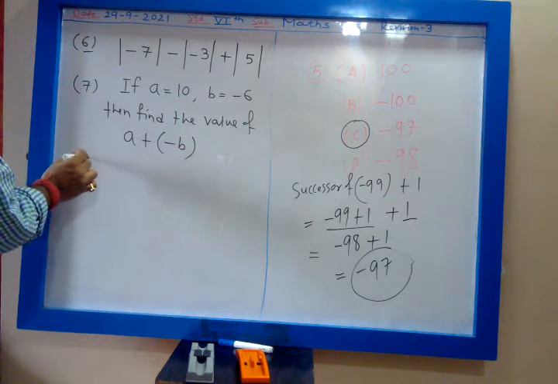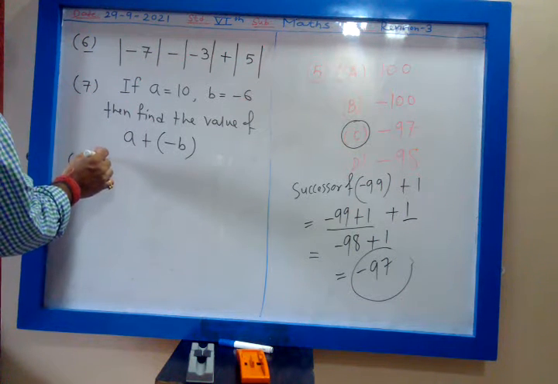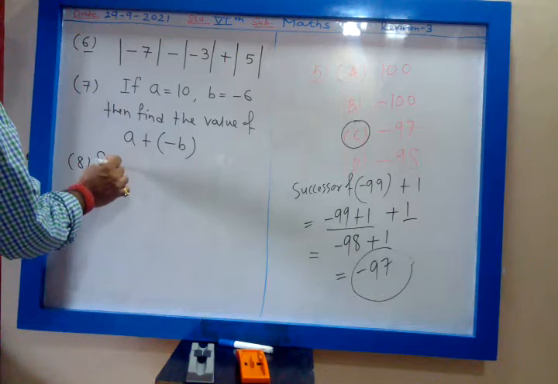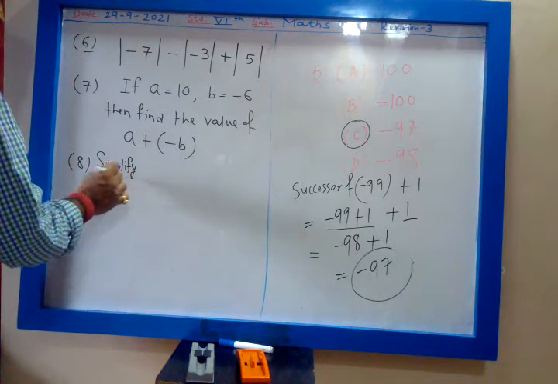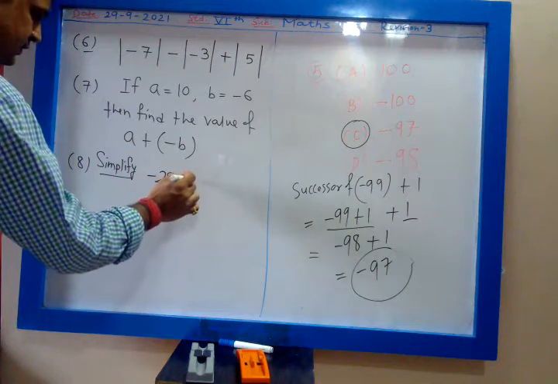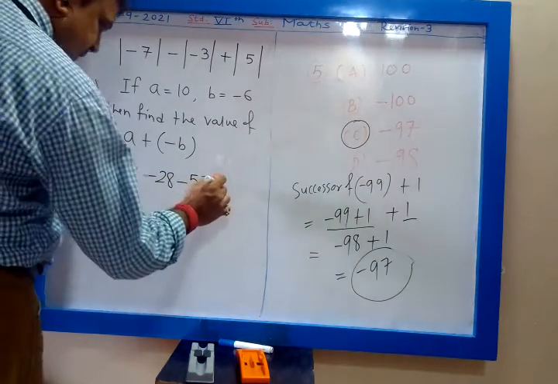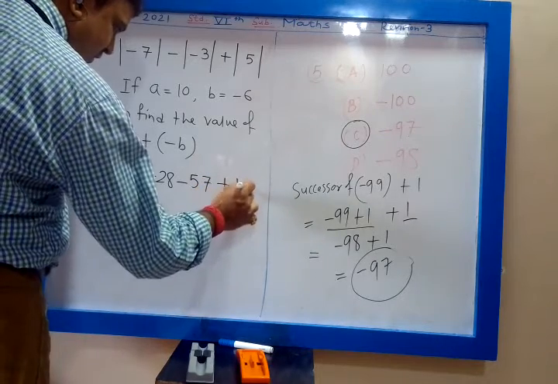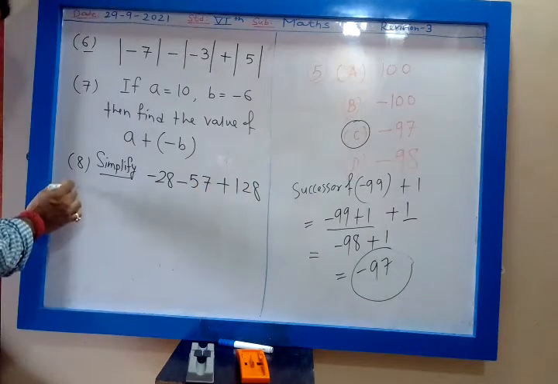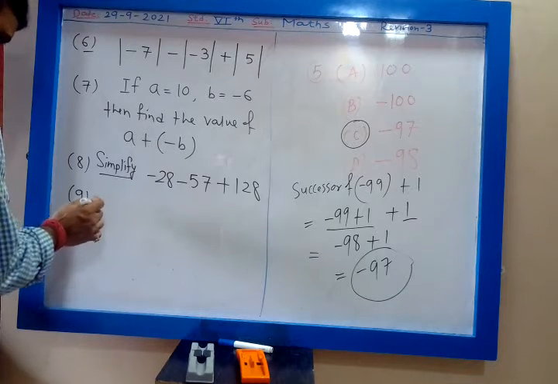Then 8th one. Simplify: minus 28 minus 57 plus 128. The ninth question.